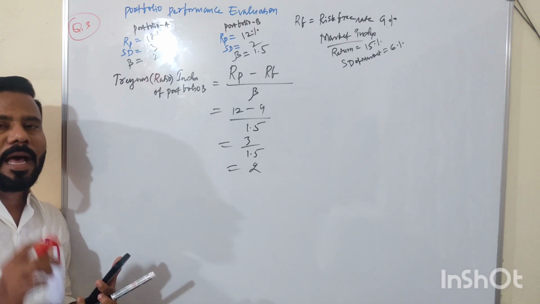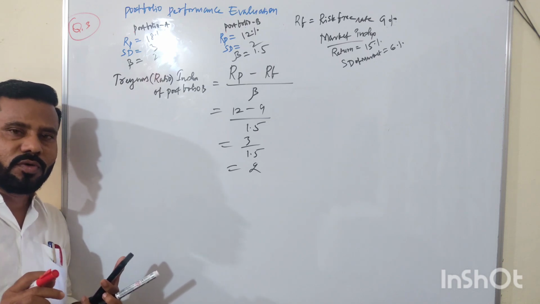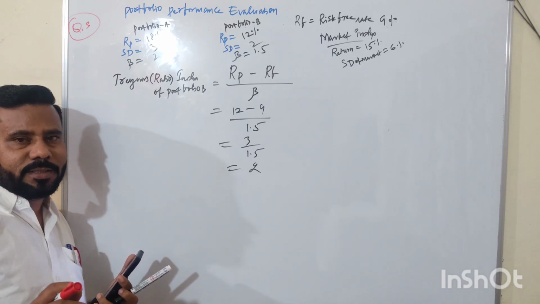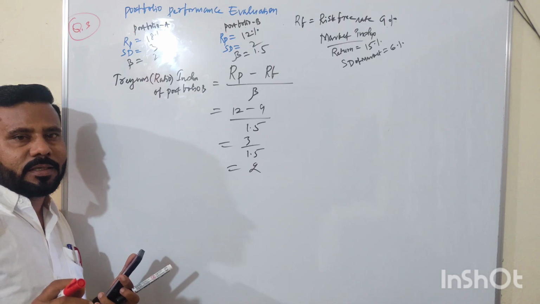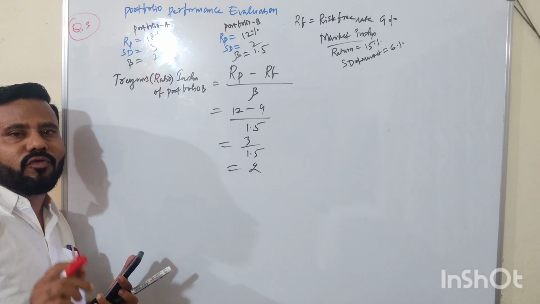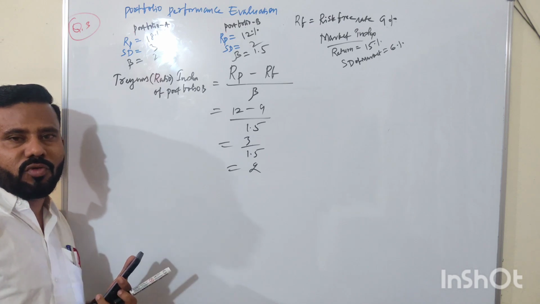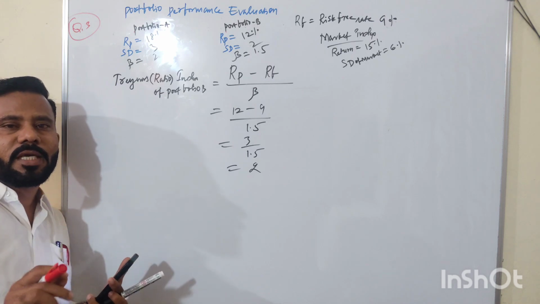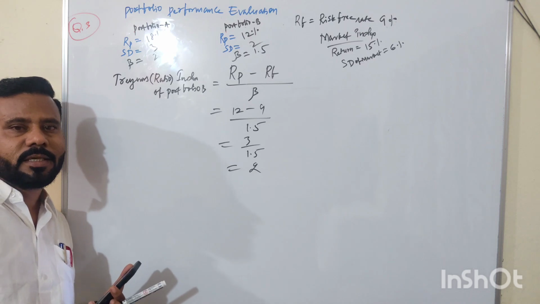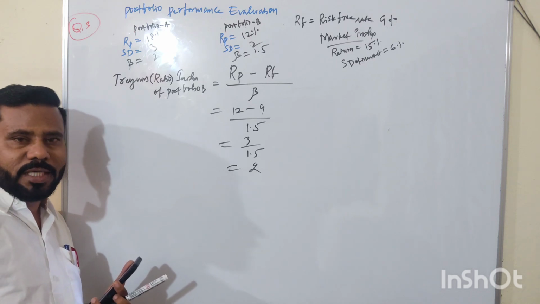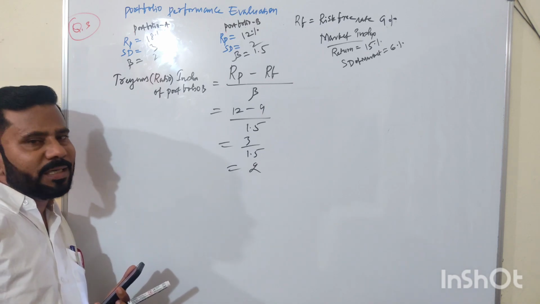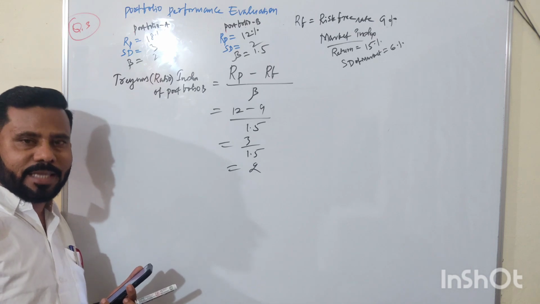So according to the Treynor ratio, we can conclude that among these two portfolios, portfolio A is the better portfolio. Portfolio A is performing better, which means that portfolio is generating the overall portfolio return by minimizing the overall risk of the portfolio. It clearly indicates that meaning.